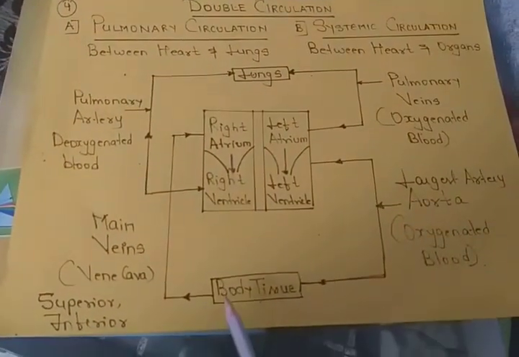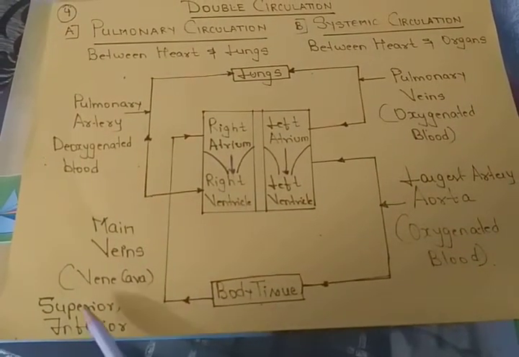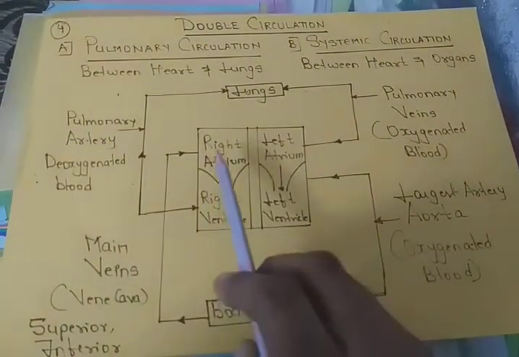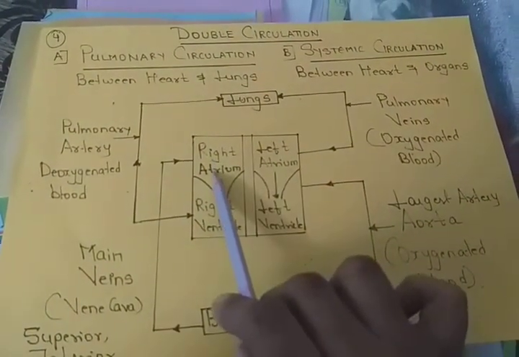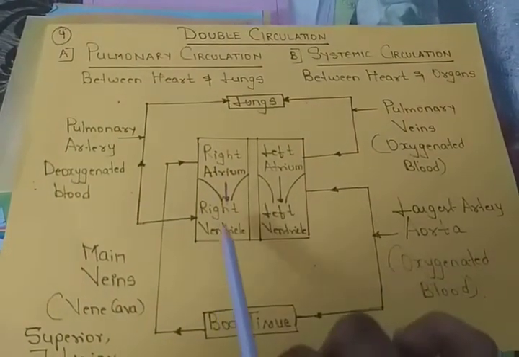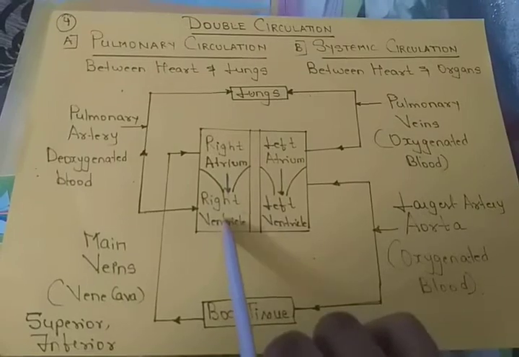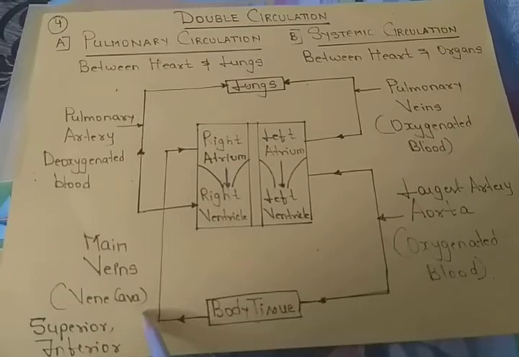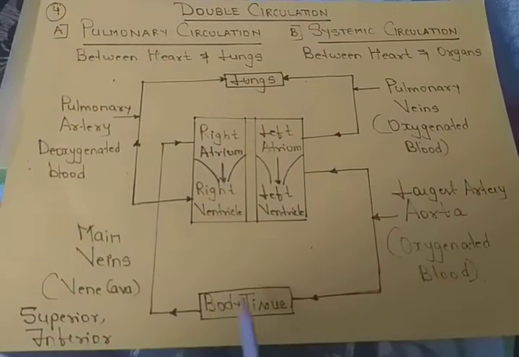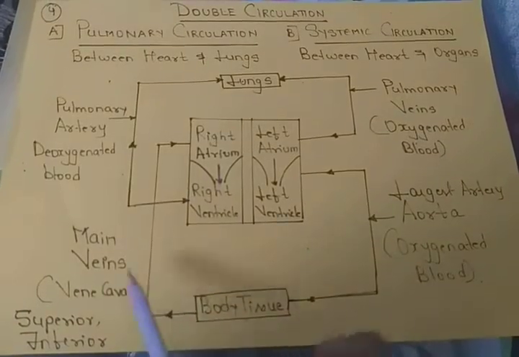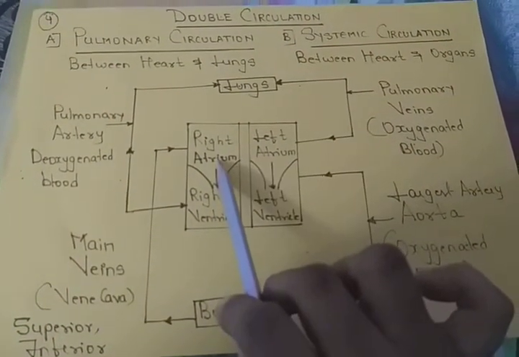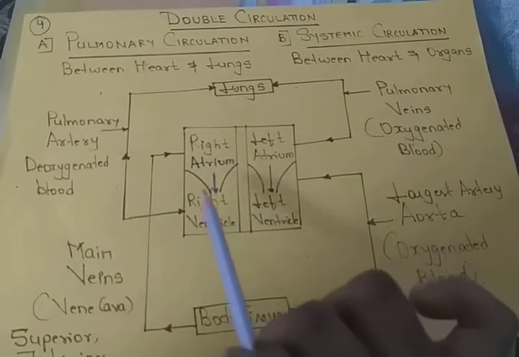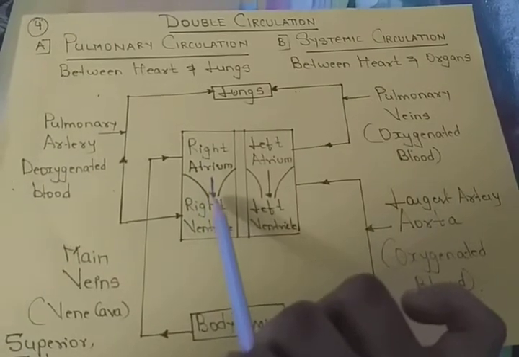Now here you can see from the body tissue, with the help of inferior and superior vena cava, the blood is taken to the right atrium or the right auricle. From the right auricle the blood goes to the right ventricle. So this is the deoxygenated blood which is brought by the inferior and superior vena cava, or the main veins, from different parts of the body into the right auricle or the right atrium. From the right atrium, deoxygenated blood enters into the right ventricle with the help of, we already know, the tricuspid valve.